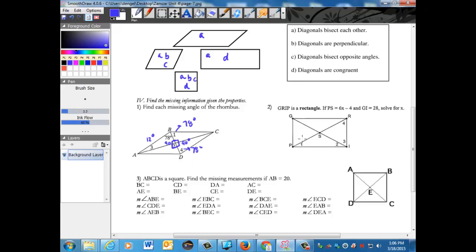Rectangle, we have PS, this piece right here, as being 6x minus 4. We know the entire length GI is 28. Well, since this is our midpoint, we can put 14 and 14. Since this is a rectangle, this piece is also going to be 14, and 6x minus 4 has to be 14. 6x equals 18, x is equal to 3.